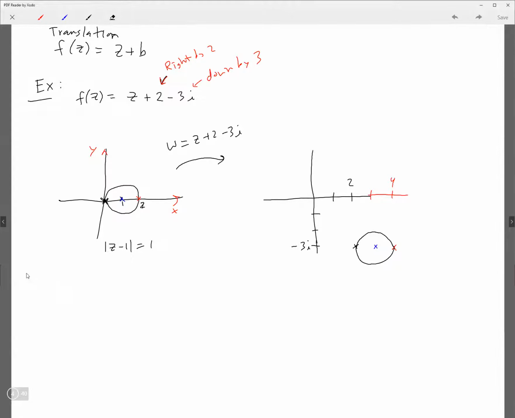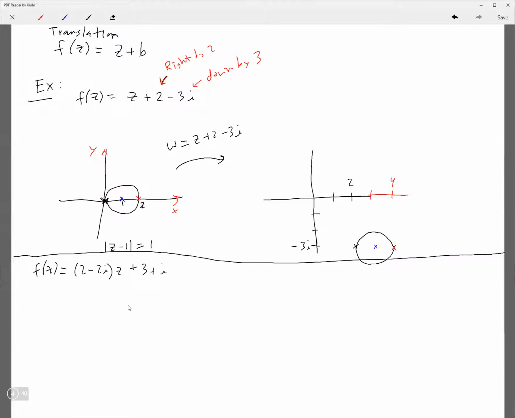Okay, now you could also put these all together. So if you had something like this, let's say we had (2 minus 2i) z plus (3 plus i). If we put this in polar coordinates, that's 2 root 2 as the radius, and e to the negative pi i over 4. That's all times z, plus 3 plus i.